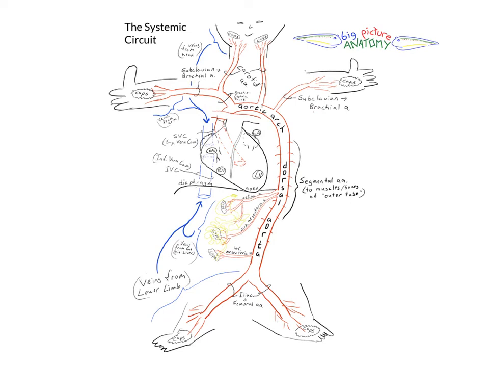All right, here's the systemic circuit from Big Picture Anatomy. Blood returns from the lungs to the left atrium of the heart, passes through that mitral or bicuspid or left atrioventricular valve into the left ventricle, and then the left ventricle, the big major pumping chamber of the heart, pumps blood out the aorta, right up the middle of the heart, and around the aortic arch, and down to the rest of the body.